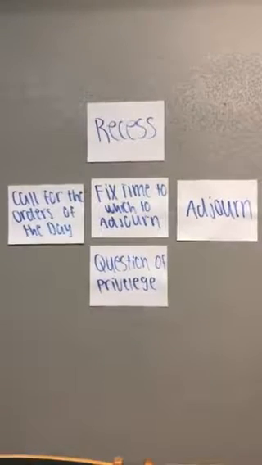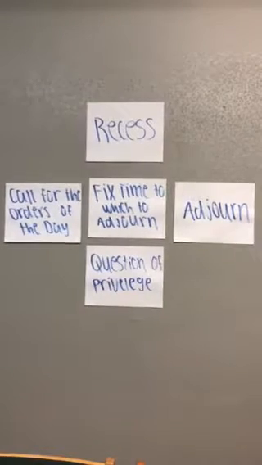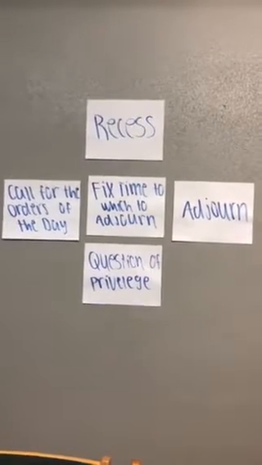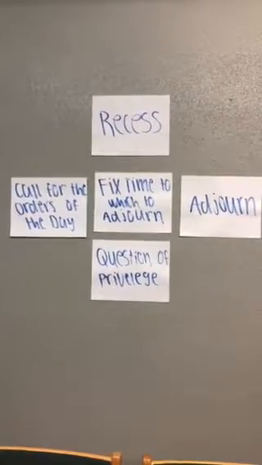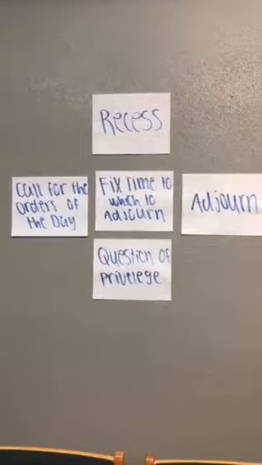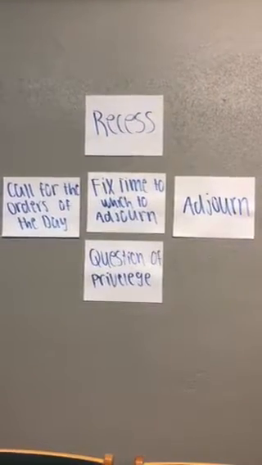As you can see here, I have all the privileged motions. I have recess, adjourn, question of privilege, call for the orders of the day, and fix the time to which to adjourn. Once you've done this, you're going to have a separate sheet of paper listing what their functions are and what they do in parliamentary procedure.